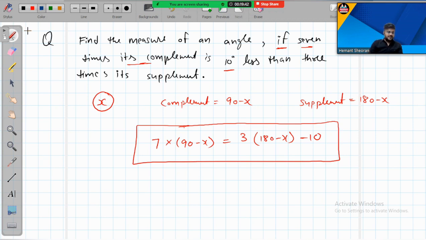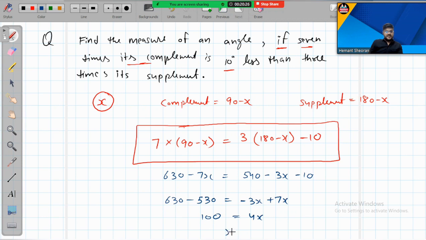So can we make it a bit simpler? Can we simplify this linear equation? How? 630 minus 7x is equal to 540 minus 3x minus 10, that is 530 minus 3x. Yes, you have subtracted 10 from it. Now 530 will go on this side, so 630 minus 530 is equal to 3x plus 7x, that is 4x on this side, and this side it is just 100. So x will be how much? 25 degrees. We got the angle they are talking about, just 25.